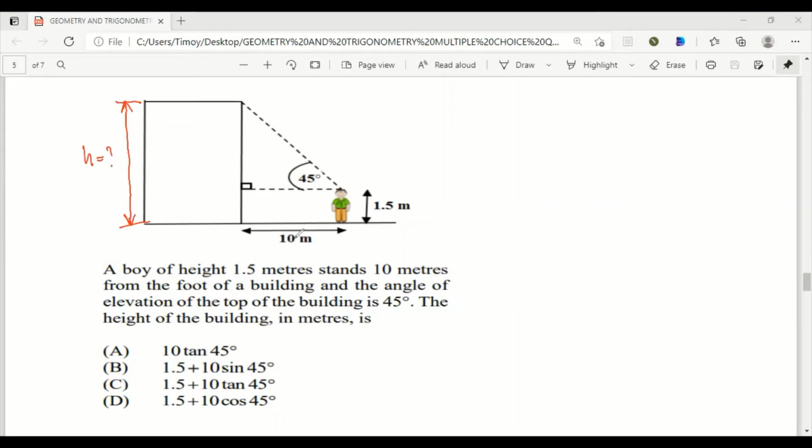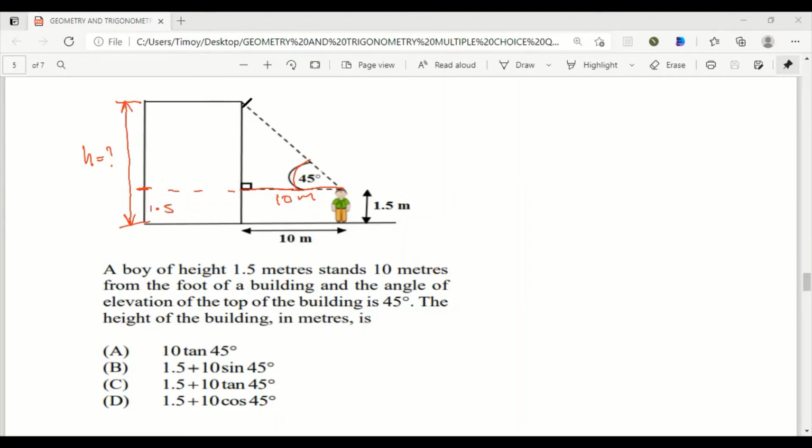What is the piece of information that we know? We know that this boy stands 10 meters away from the building, which is this side of the triangle right there. So this side is going to be 10 meters, all right? We know the angle of elevation from where you stand is 45 degrees, right? So we have the 45 degrees right here. We know the height of the boy, which is 1.5 meters. So you can see that if we carry this line all the way out, we know this height already of the building, which is 1.5 meters.